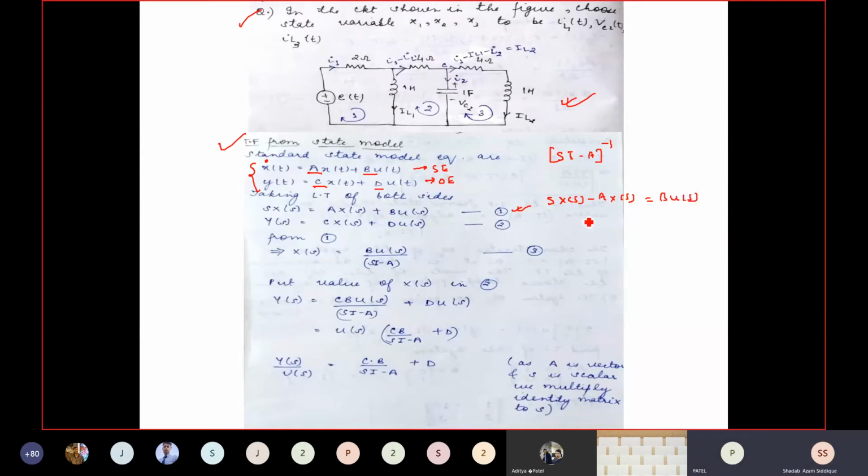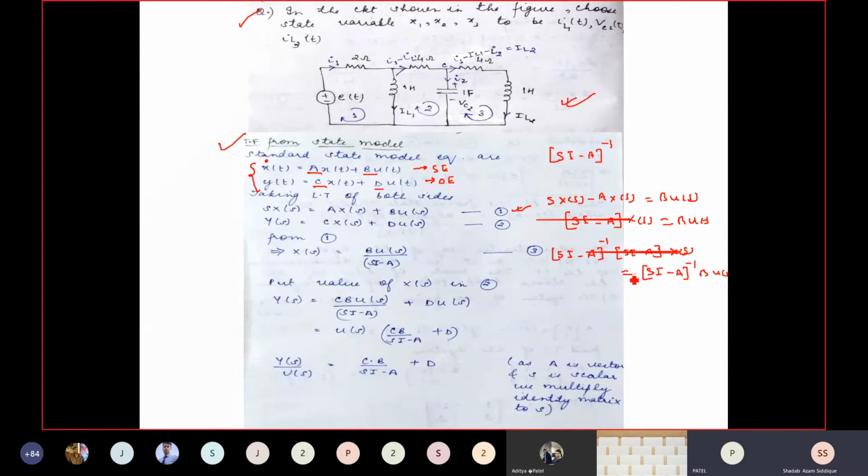Now, if you take X(s) as common, we will have (sI minus A) into X(s), which is equal to BU(s). To get only X(s), you have to multiply (sI minus A) inverse on both sides. So multiply (sI minus A) inverse on both sides, and we get X(s), which is equal to (sI minus A) inverse B U(s).